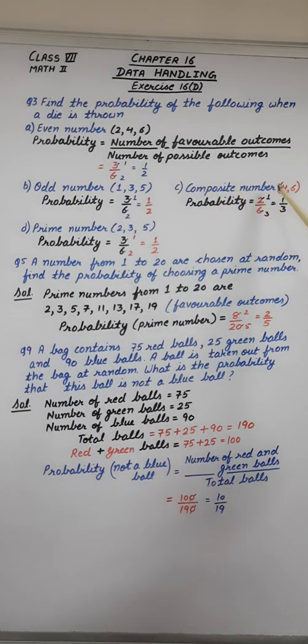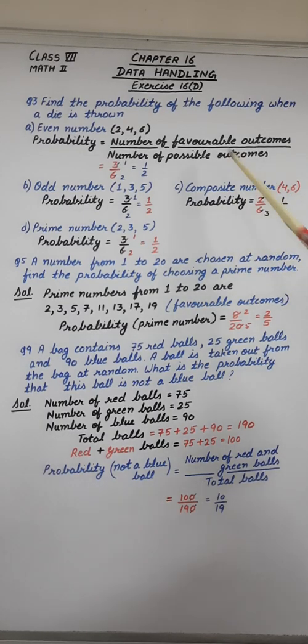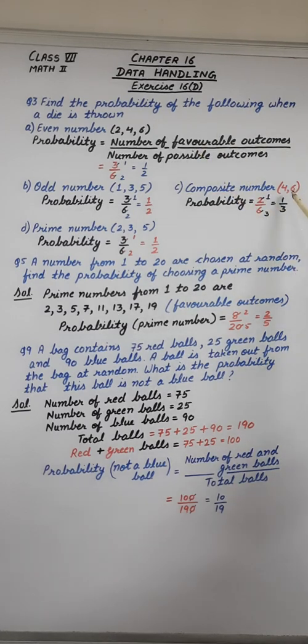Next is composite number. Now, composite number again 1 to 6, what are the composite numbers there? 4 is a composite number and 6 is a composite number. So, probability is number of favorable outcomes upon possible outcomes. Favorable, that means there are 2 favorable outcomes, 4 and 6. So, 2 will be numerator upon total outcomes are 6 only. Reducing it, answer is 1 by 3.